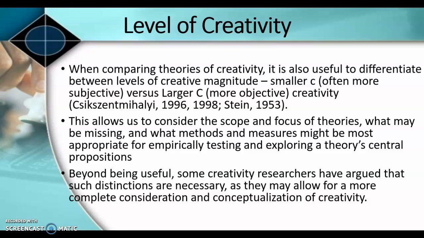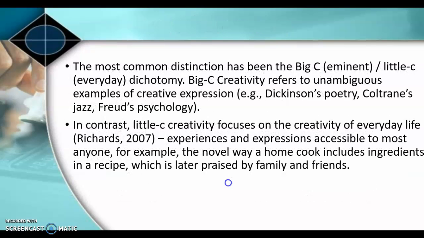Jackson and Messick, 1996, 1998; Stein, 1953. This allows us to consider the scope and focus of theories, what may be missing, and what methods and measures might be most appropriate for empirically testing and exploring a theory's central propositions. Beyond being useful, some creativity researchers have argued that such distinctions are necessary as they may allow for more complete considerations and conceptualizations of creativity. The most common distinction has been the big C eminent, little c everyday dichotomy.